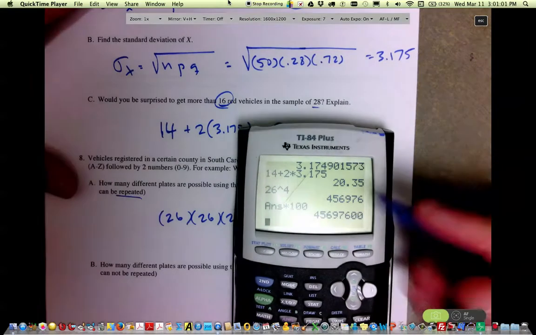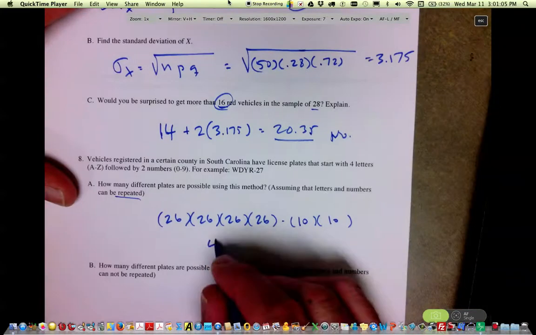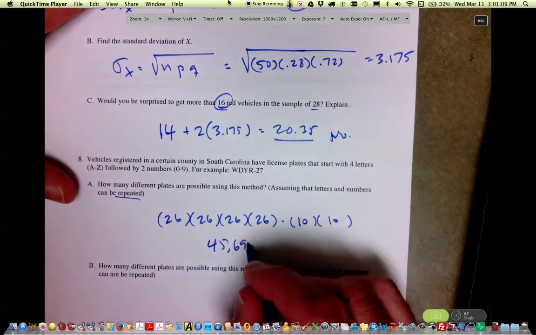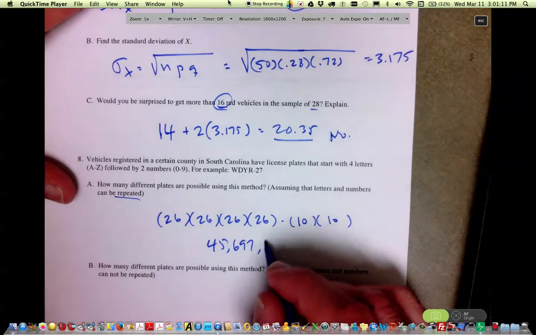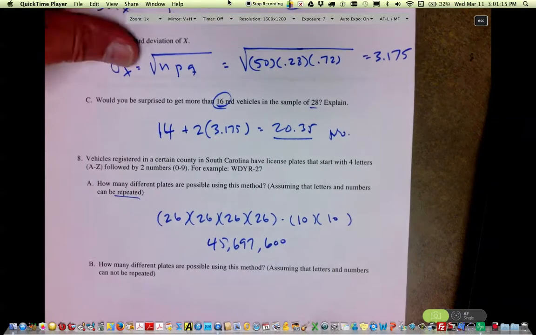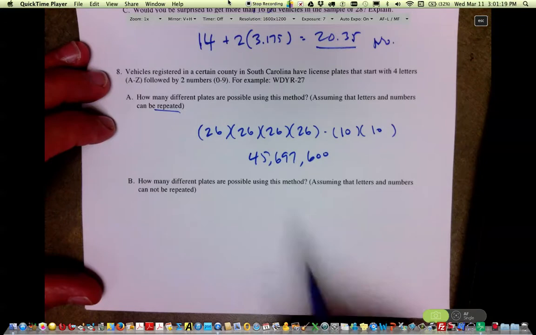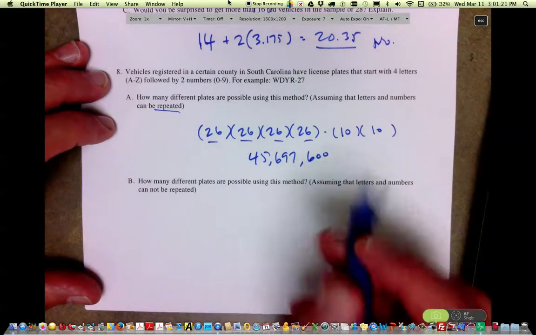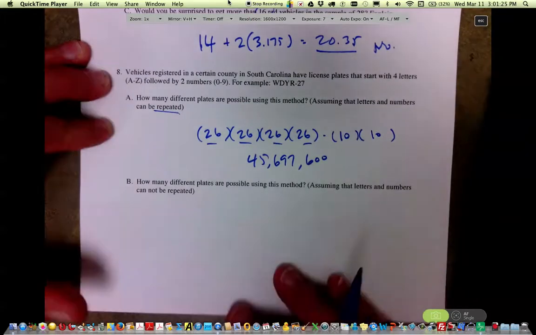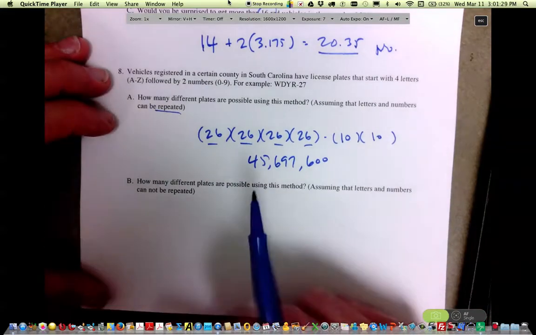We're going to end up with that many different plates possible. So what is that? 45,697,600. That's a lot of different license plates that could be made using this method. I'm sure that some of those combinations are not going to allow certain four-letter words, but let's assume that some of those words are included in this group.